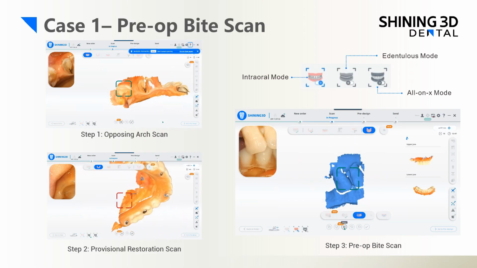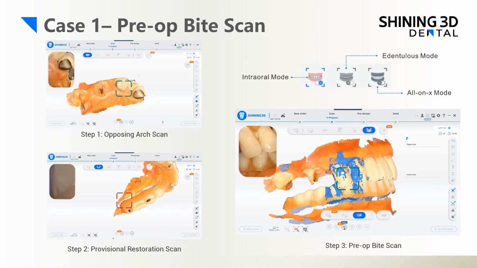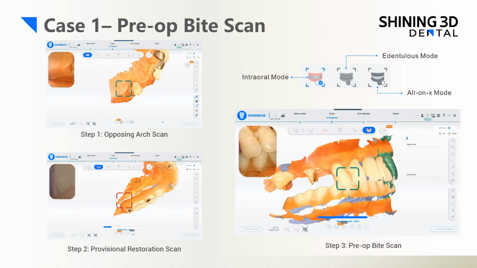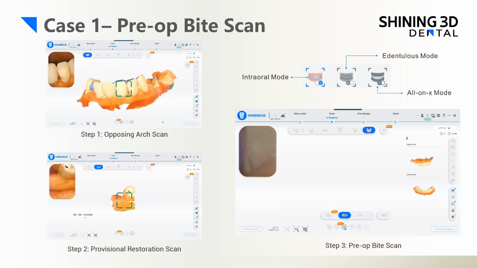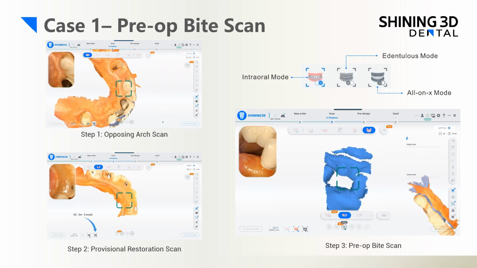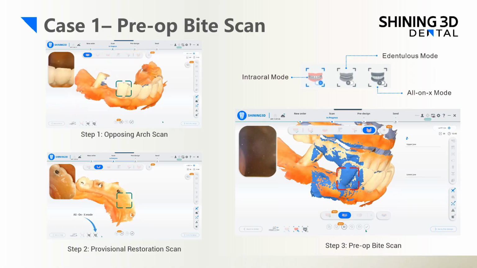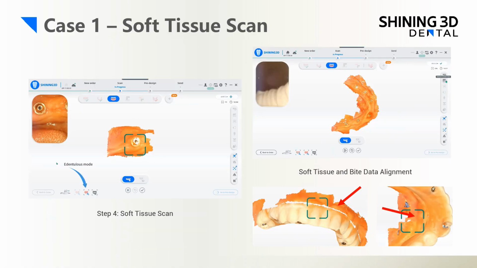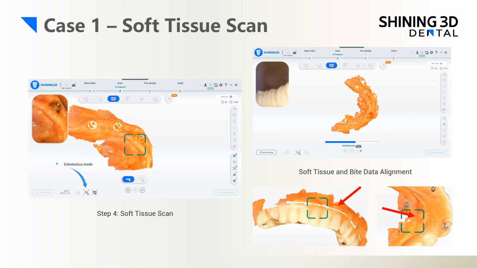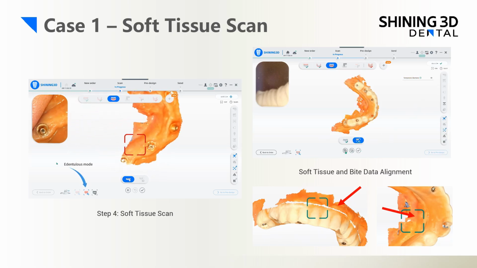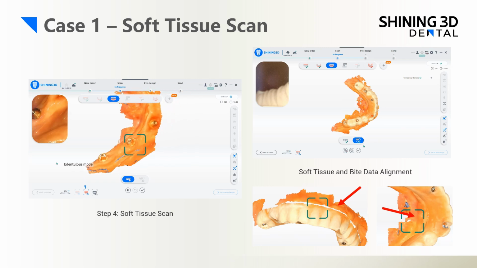In this case, we first scan the opposing arch, then enable All-on-X mode to scan the provisional, and finally record the pre-op bite. This bite will be transferred into the design of the final restoration. After capturing the bite data, we then need to move to the second part of the scan workflow, that is the soft tissue scan. Enable edentulous mode to scan soft tissue.